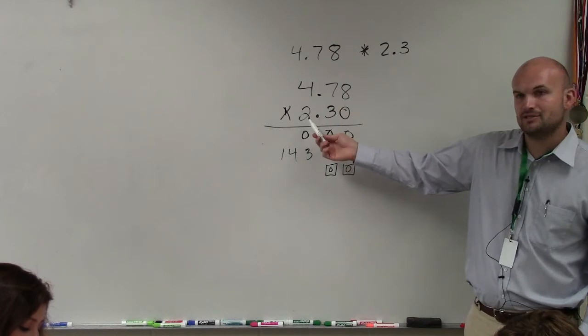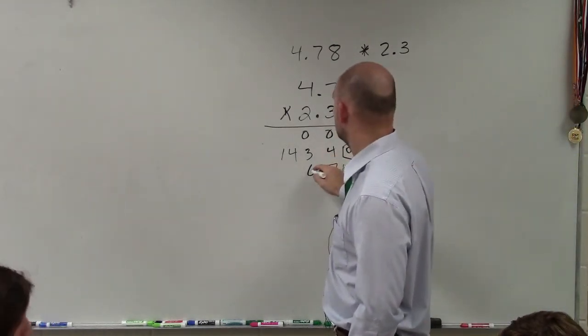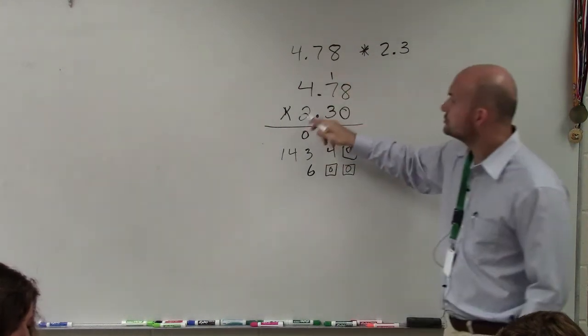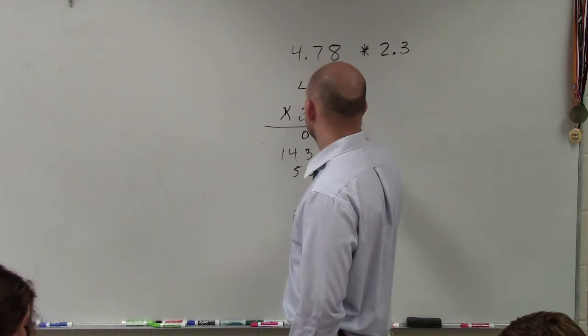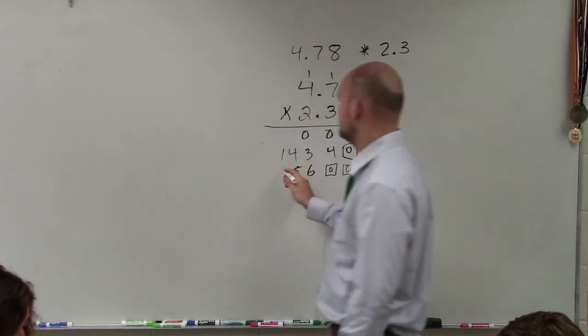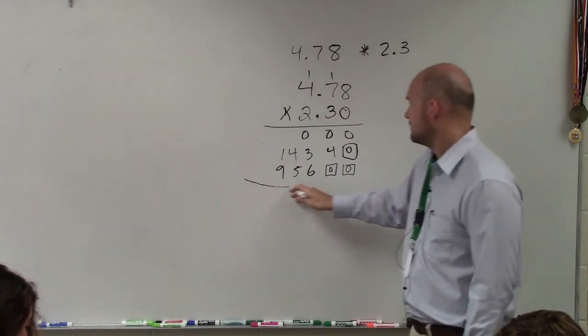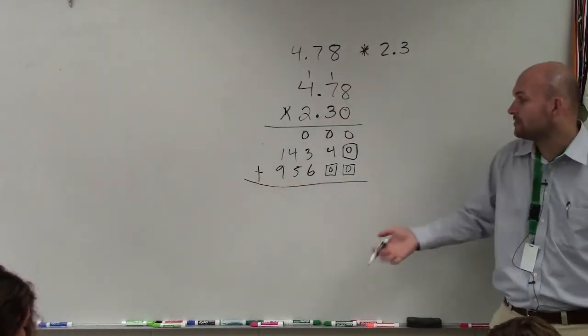And now I multiply the 2's. 2 times 8 is 16. Carry the 1. 2 times 7 is 14, plus 1 is 15. 2 times 4 is 8, plus 1 is 9. Okay? And now I'm just going to add vertically.